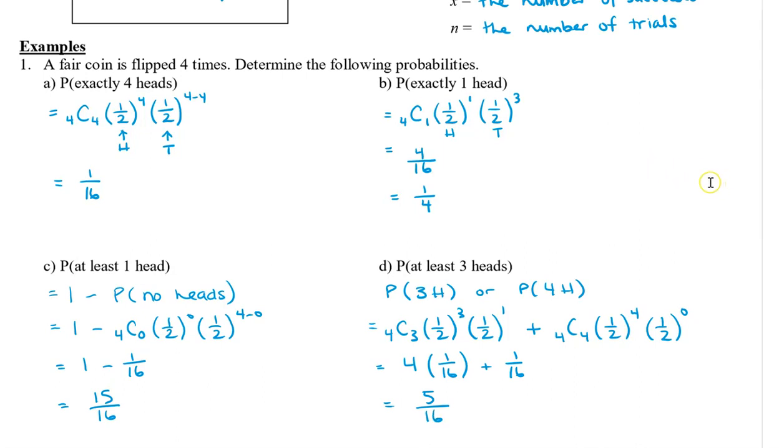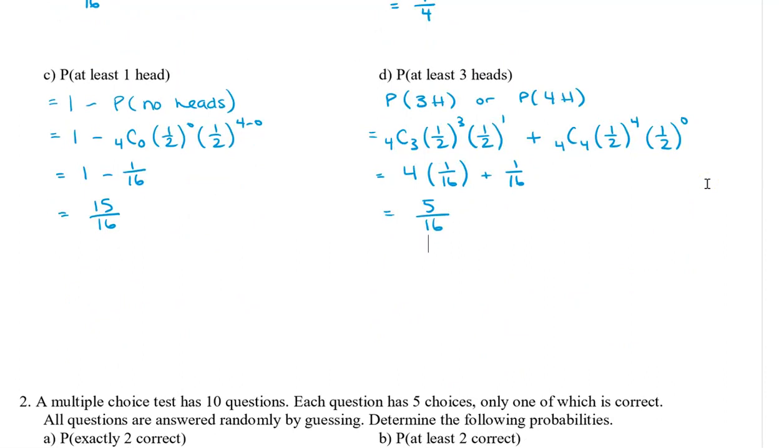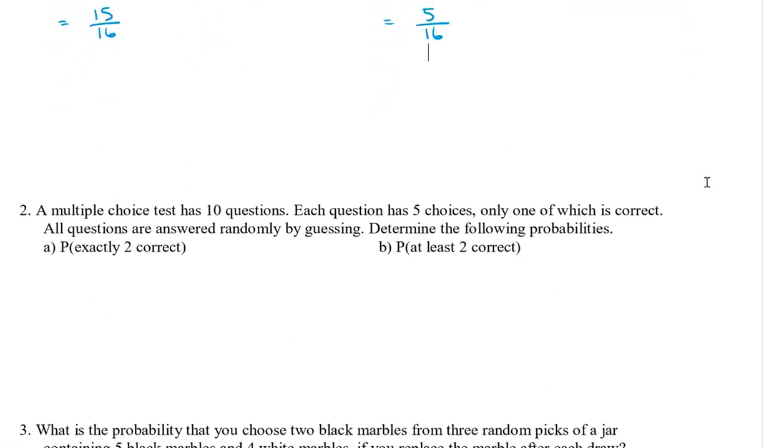Let's take a look at another example where the probability of success and failure are not equal. So here we have a multiple choice test. It has 10 questions. Each question has 5 choices, only one of which is correct. So all questions are answered randomly by guessing. Determine the following probabilities. Okay, so the probability of exactly 2 correct.